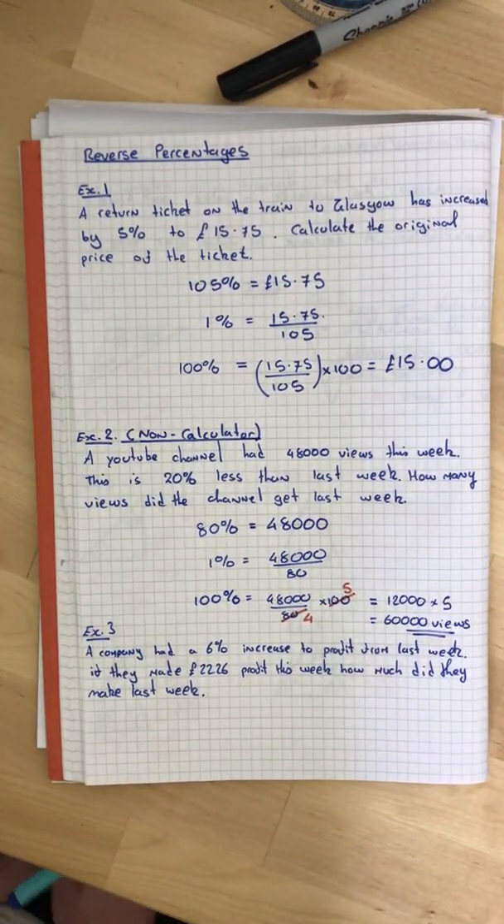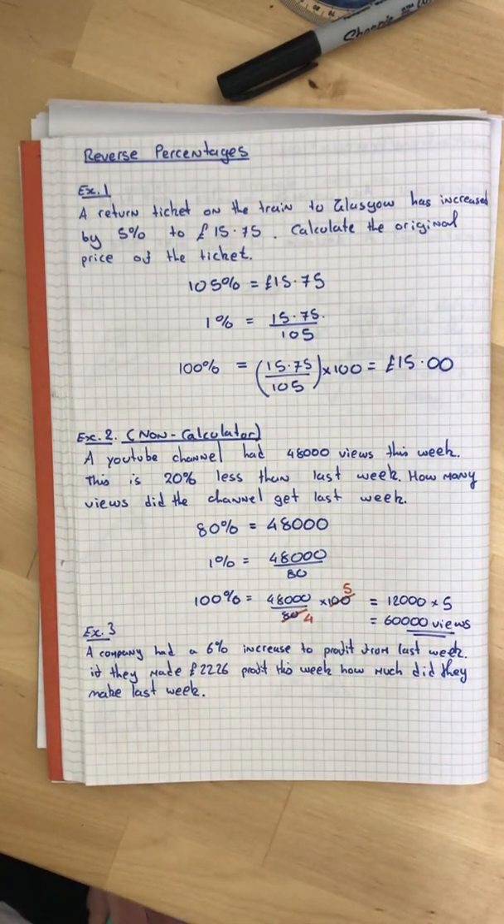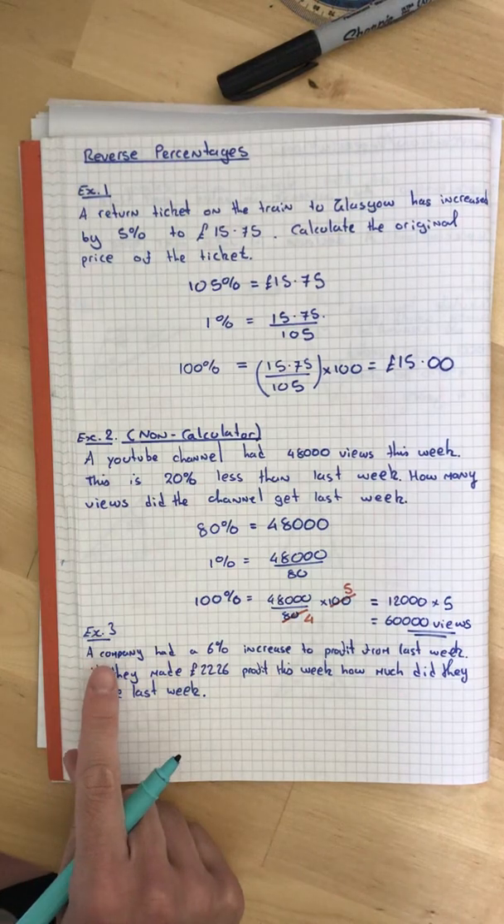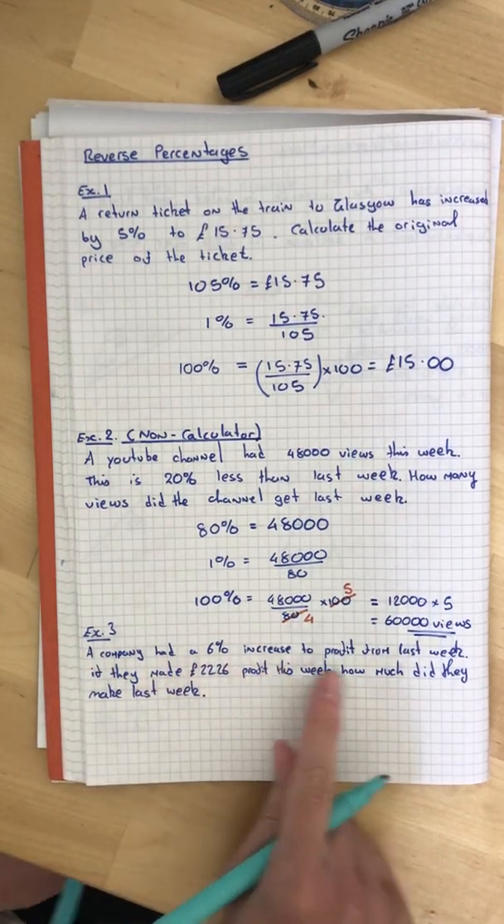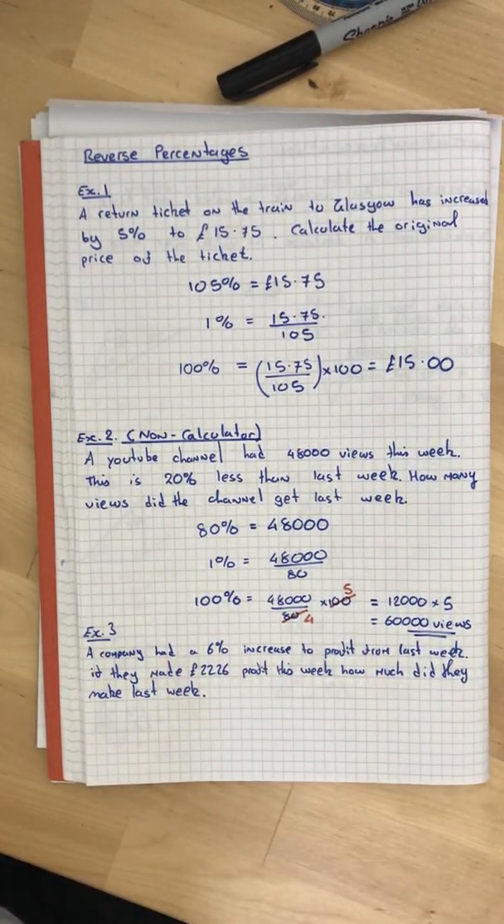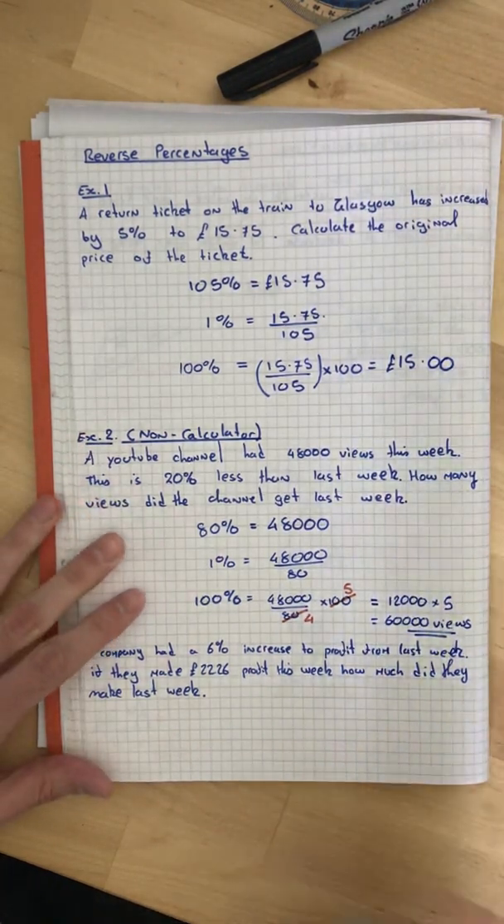So when it's a non-calculator one, the percentages should simplify down really well, so you don't have to do as much work. Last question. A company had a 6% increase to profit from last week. If they made £2,226 profit this week, how much did they make last week?